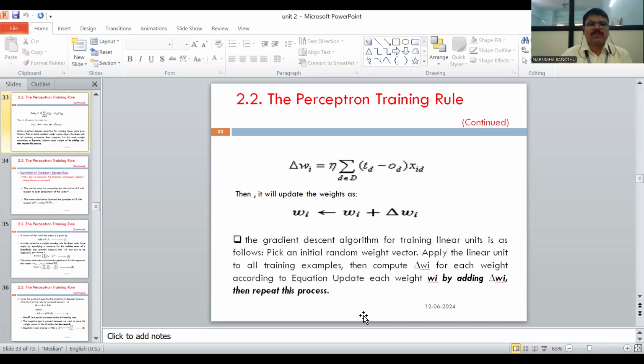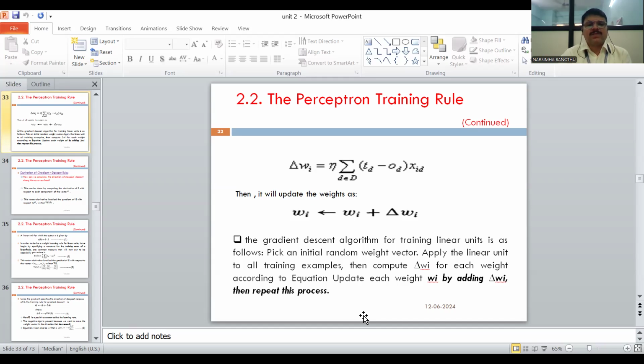We can observe that here delta Wi is equal to sigma d belongs to capital D. Capital D is nothing but the training example data set, (t_d minus o_d) into x_i. Then it will update the weights, Wi tends to Wi plus delta Wi.